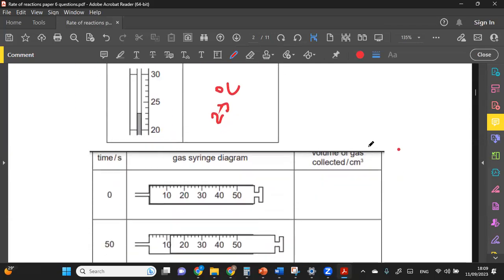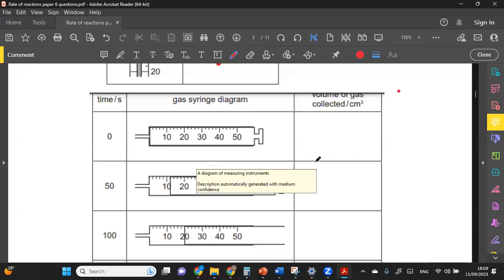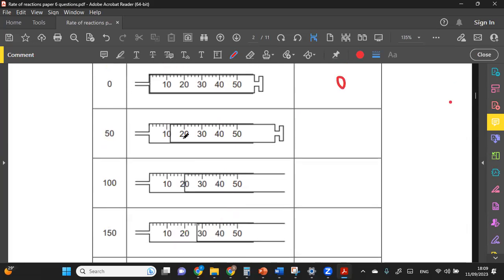Now, next they're saying you have to note down the volume of gas collected in this table. So in diagram 1, what do you think is the volume of the gas collected? Time is 0? Yes, it's 0. Time is 0, so of course the volume of gas collected will be 0. Then in the next syringe, what do you think is the reading? It's 11. Are you sure? You want to look again?